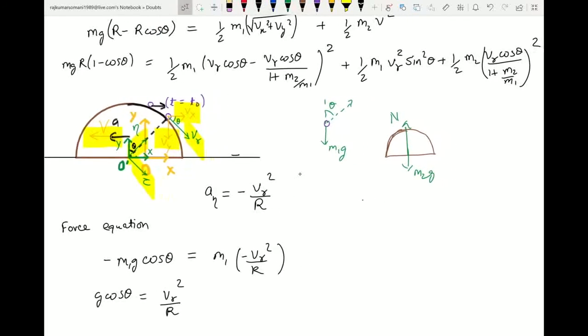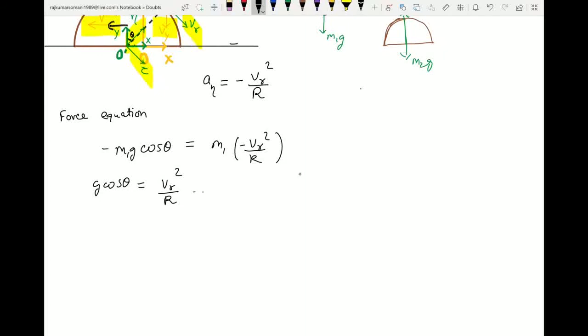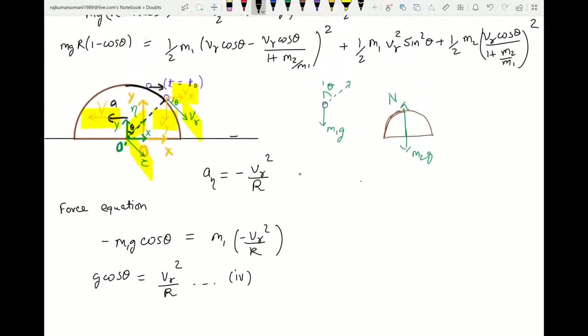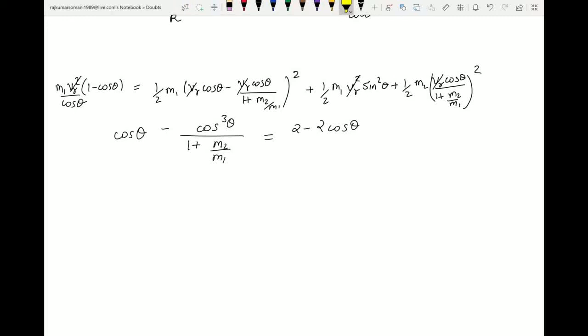Now you remember the equation we got from the energy conservation. That equation was also between Vr and theta. I can substitute the value of g from this final force equation, let us number it 4, into the energy conservation equation. From this, gr is equal to Vr squared by cos theta, and this is to be substituted in the energy conservation equation here. Once you simplify, you will get the final equation in theta as cos theta minus cos cube theta upon 1 plus m2 by m1 is equal to 2 minus 2 cos theta. And this is the final answer to the question.